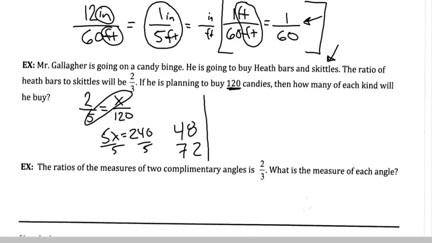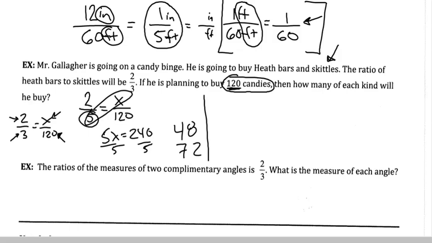Now you might be asking, Mr. Gallagher, I don't get it. How come you didn't say 2 over 3 equals x over 120? You got to be careful. This is Heath bars to Skittles and then Heath bars to total. So it would have to be Heath bars over total equals Heath bars over total. Okay? Or Heath bars over Skittles equals Heath bars over Skittles. But since what they gave us was the total, we had to change this around a little bit. That's why I put the 5 down there rather than the 3.